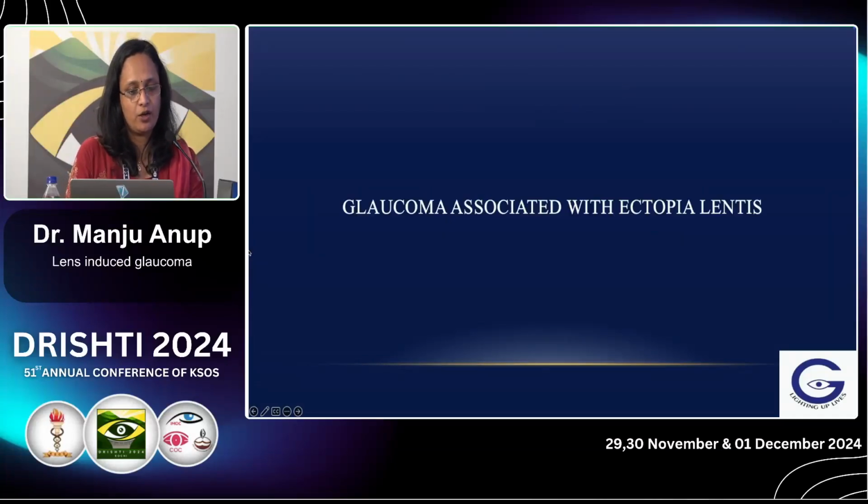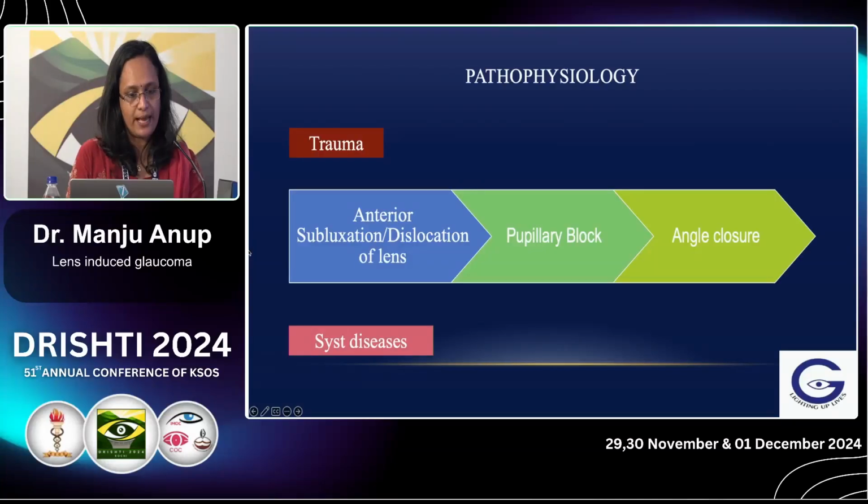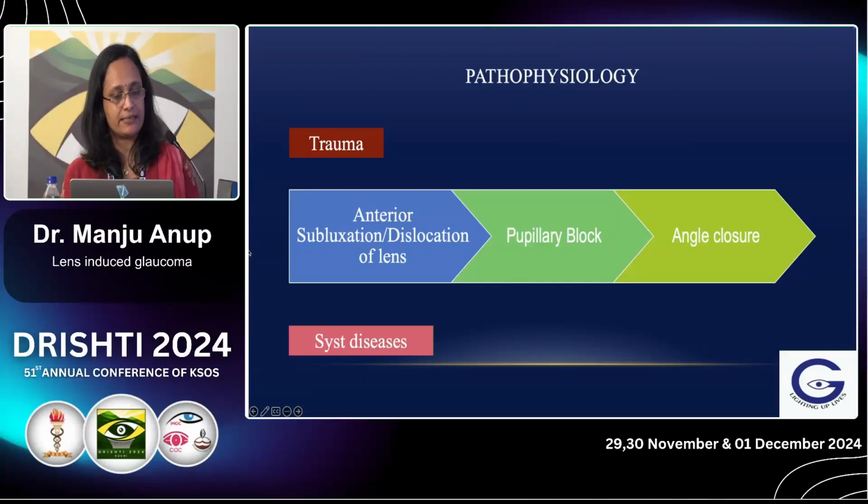Next is glaucoma associated with ectopia lentis. There will be a history of trauma or an associated systemic disease which can lead to anterior subluxation or dislocation of the lens, which in turn leads to pupillary block and angle closure.